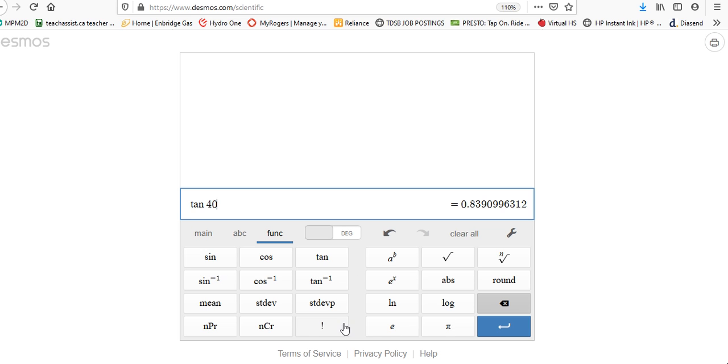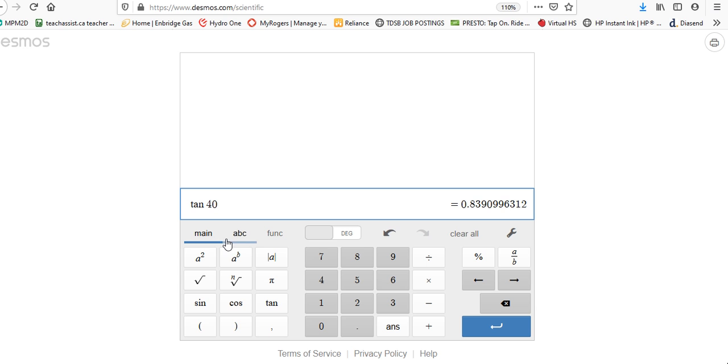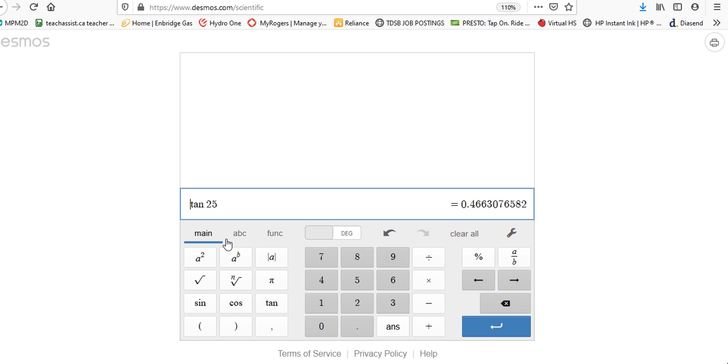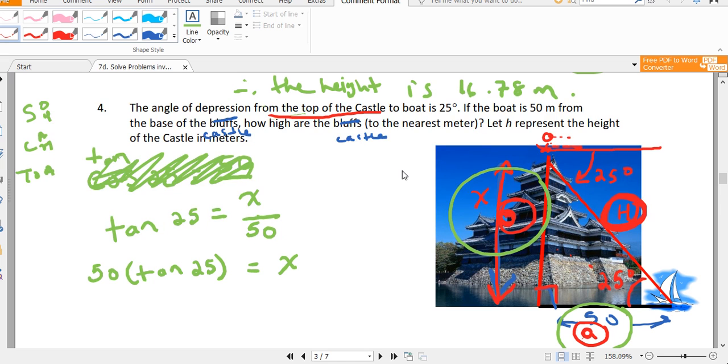And your calculators will be able to handle that. So what was it, tan of 25 times 50. 50 times tan of 25 is equal to 23.32. So therefore, the height is 23.32 meters? Yep, meters. There we go.